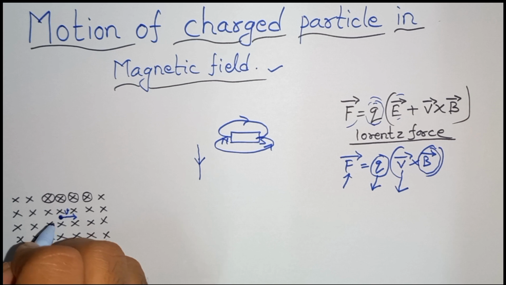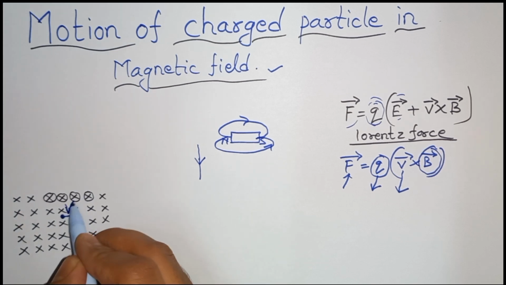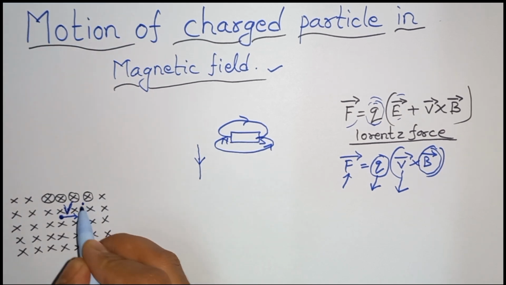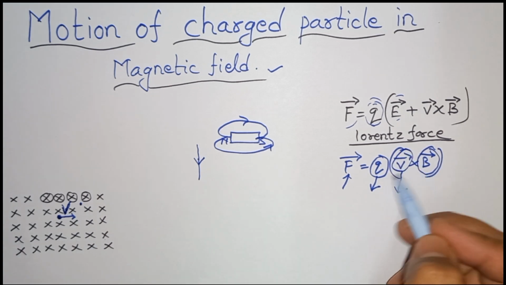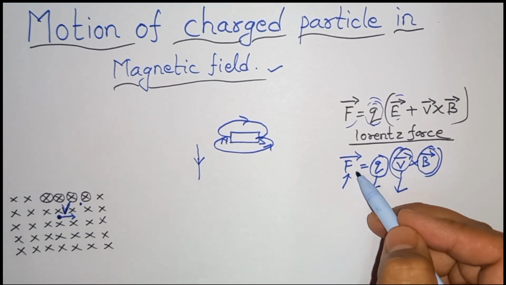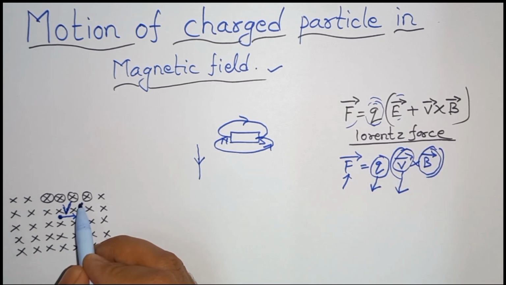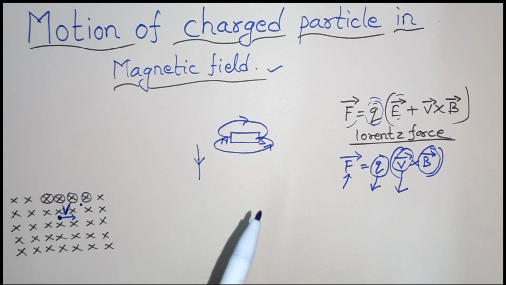It experiences a force. But before that, let us consider if it does not move with the velocity v. If the charged particle is still here without moving, then it does not experience any force. If the velocity is 0, this cross product is 0, then the force experienced by the charged particle is 0. That means if the charged particle does not move, it does not experience a force in a magnetic field. I hope the explanation is clear up to here.